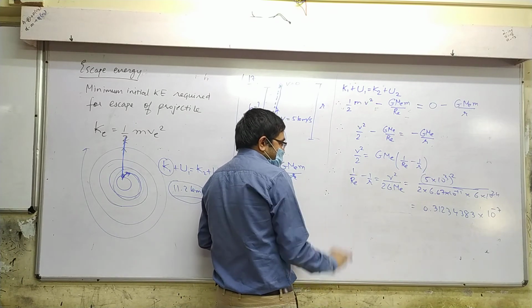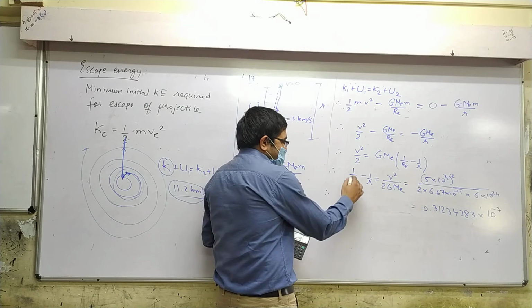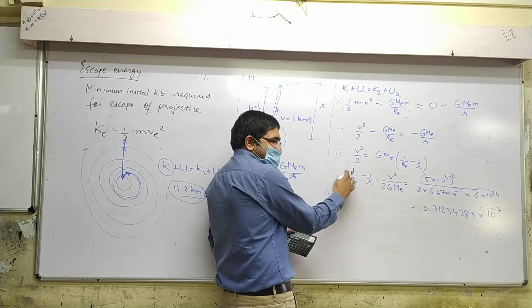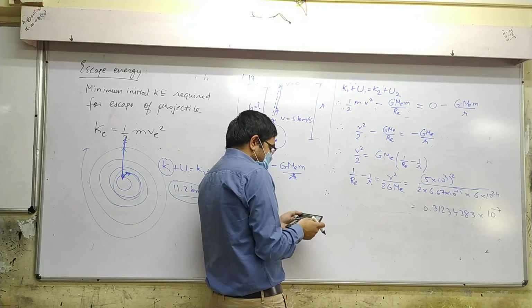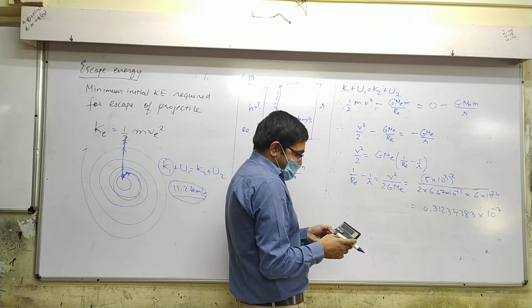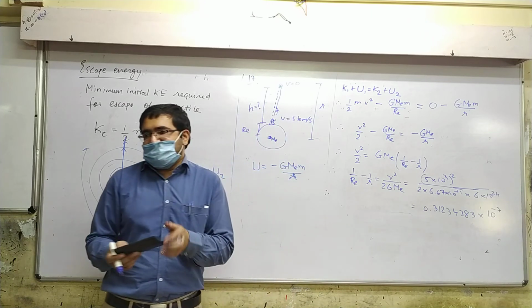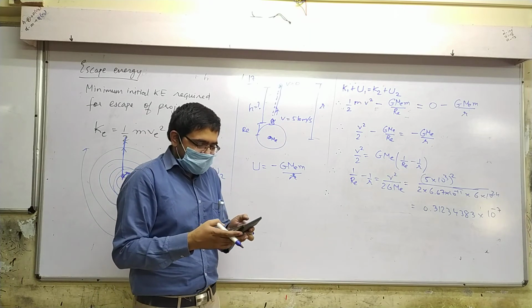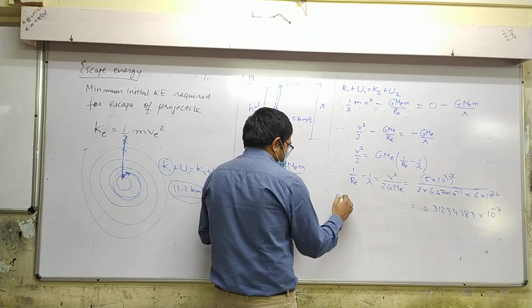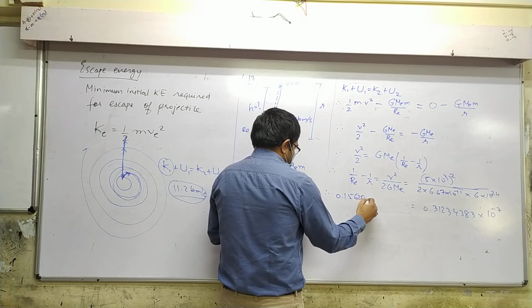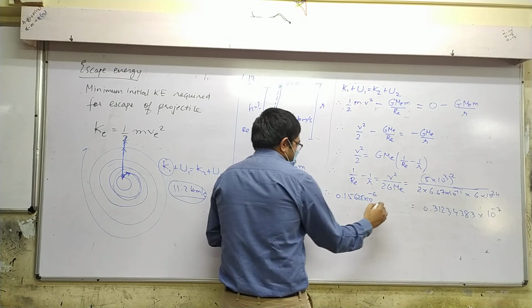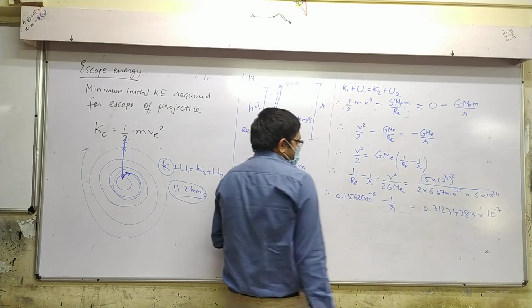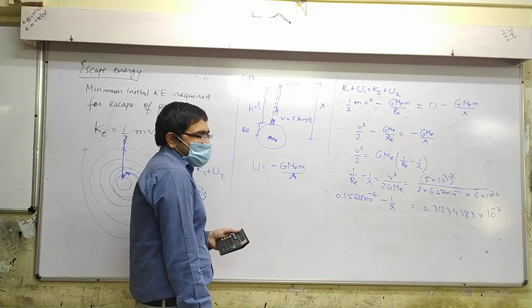Right over here we have 1 by r. That's 1 by r. Okay, so what is 1 by r? 1 divided by Re, the value is given in the equation, 6.4 into 10 raised to 6. Is this what you get, everybody?